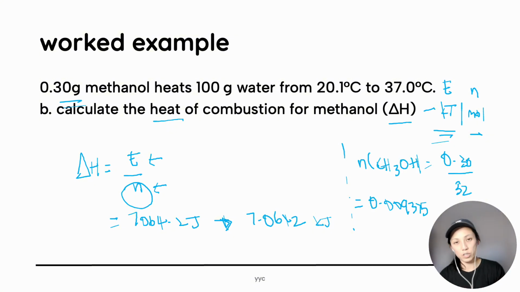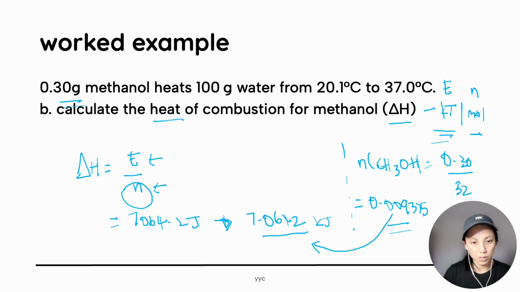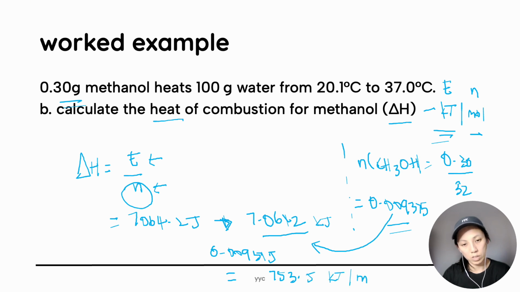So if you do that calculation, you know that the 0.3 grams of the methanol, divided by 32, which is the molar mass, gives you a value of 0.009375 mole. That's how many mole of the fuel that you used. So that's the value that I use in this calculation. I'm going to put this value right here. Excuse the horrendous numbers. Once you do that calculation, you should get about 753.5 kilojoules per singular mole.